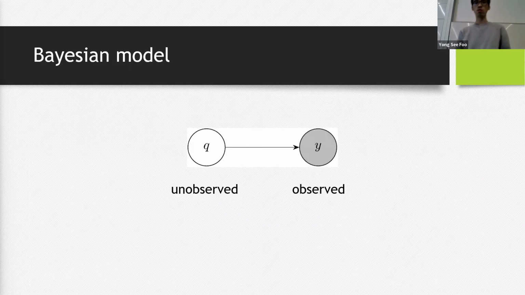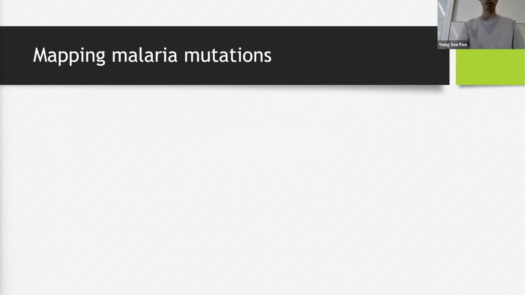Okay, so we can summarize this in the Bayesian model. The Q parameter is going to generate your Y. Q is unobserved and Y is observed.